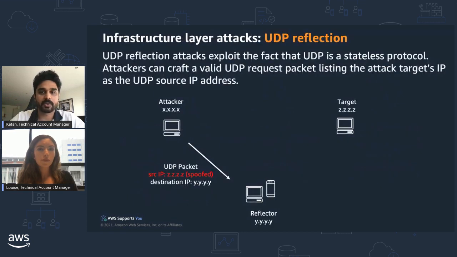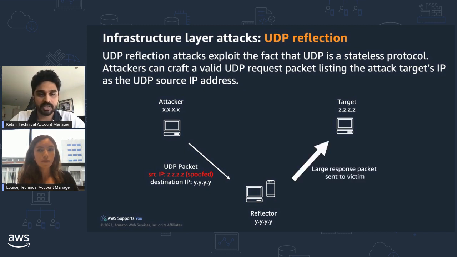Now let's look at how UDP reflection attacks are performed at a high level. This is one of the common attacks that we see year over year. There are three entities here: the attacker on the left, the reflector in the middle, and the target server on the right. The attacker sends a request to the reflector server, but replaces its own IP with the target's IP address. So when the reflector sees the request, it believes that the request was made by the target server on the right, as the IP was spoofed.